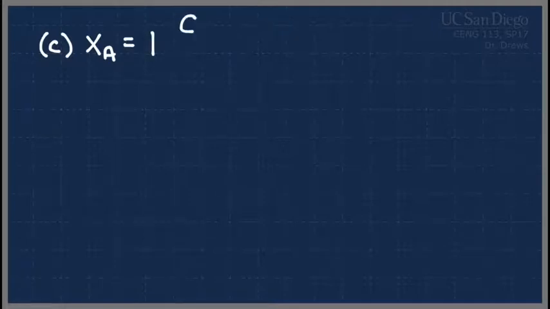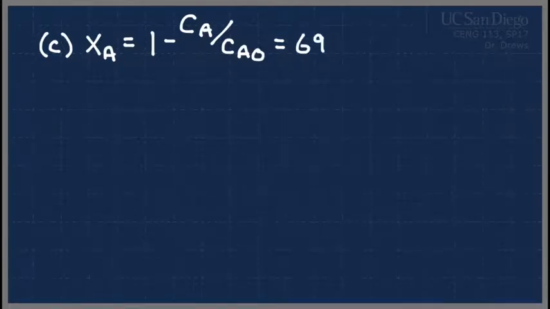The last part of this question was, I believe, to get XA. And so XA is the same kind of XA that we've had previously. It's 1 minus CA over CA naught. Or written another way, CA naught minus CA over CA naught, or written another way, NA naught minus NA over NA naught. All of those are fine. And if you do something like this, you should end up with 60-something%, about 69%.